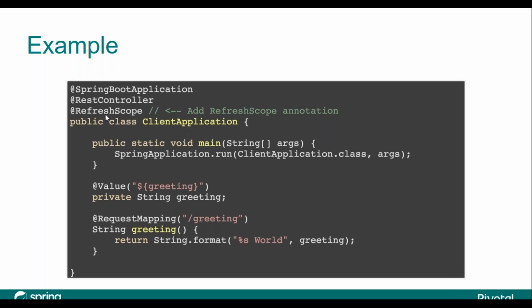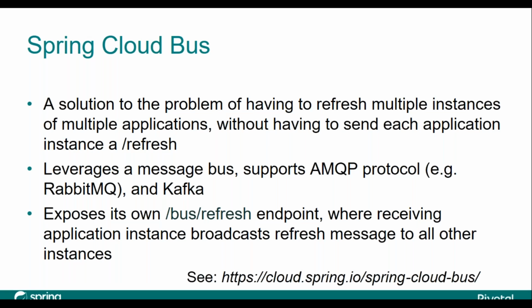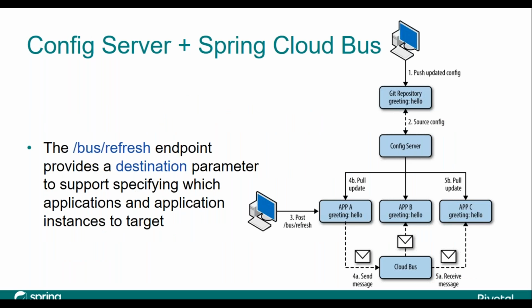Now let me show you one simple example. In my client application, I have added one particular annotation, that is nothing but RefreshScope. So whenever you hit that actuator refresh endpoint, this particular bean automatically gets refreshed.